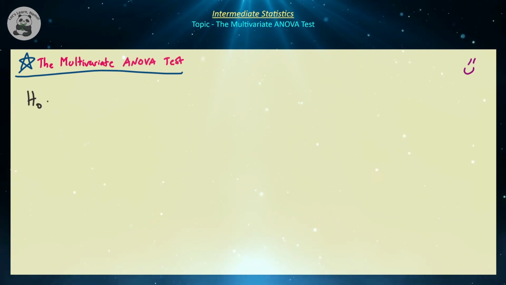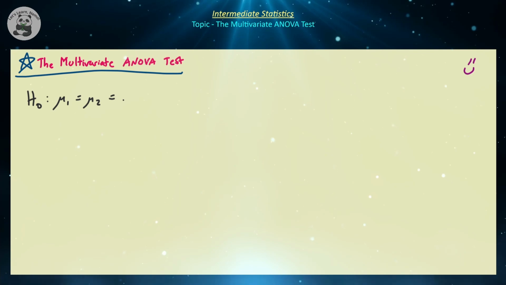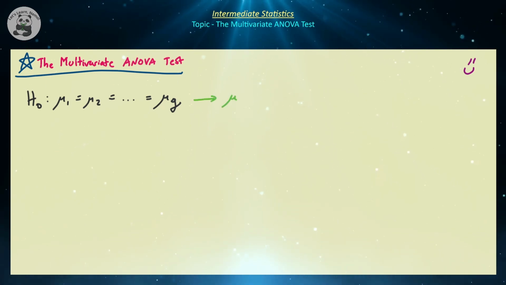So the goal of this is to test the null hypothesis that mu1 is equal to mu2 all the way down to mu g, where g is going to represent the number of groups that we're testing across. And the important thing about this test compared to our univariate ANOVA test is that each of these objects, mu j, belongs to a d-dimensional space, right? So these are not numbers, these are all vectors. So we're testing the equality of a bunch of mean vectors.